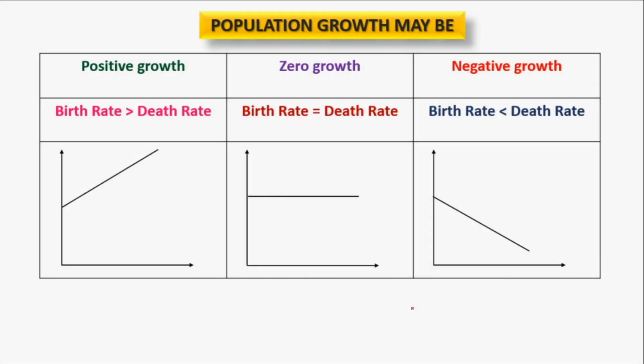As you can see, population growth may be of three types: positive growth, zero growth or negative growth. Positive growth means the population is increasing, because the birth rate is much greater than the death rate. That means the net result is increasing. In case of zero growth, the birth rate is almost equal to the death rate. That means the population is neither increasing nor decreasing, so it is a constant type of population growth. But in case of negative growth, the birth rate is much less than the death rate, so the population shows a declining number of individuals, and it shows this kind of graph as well.